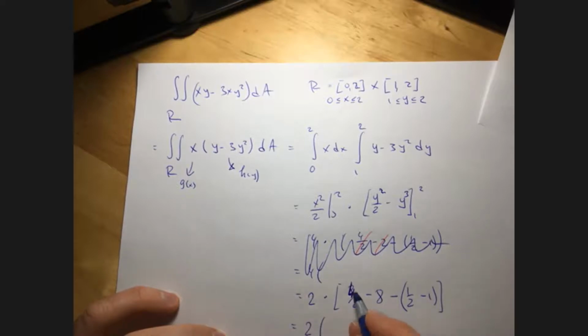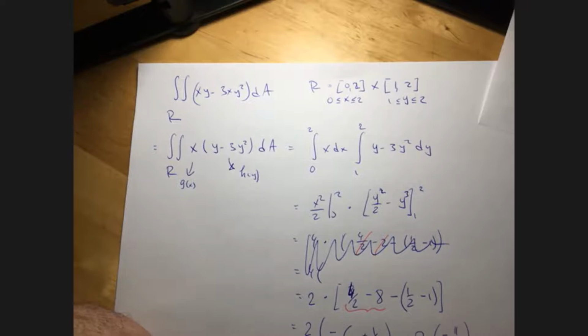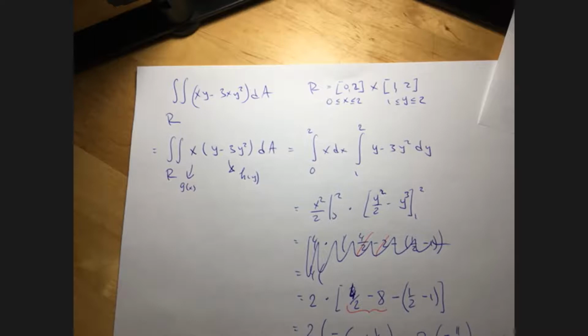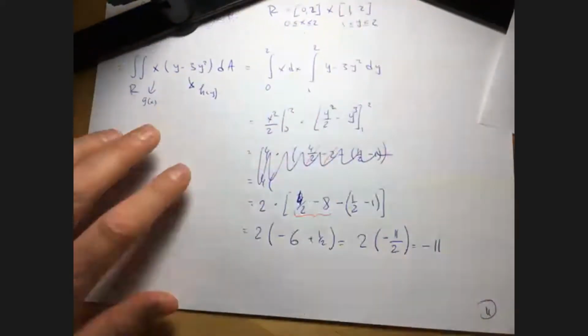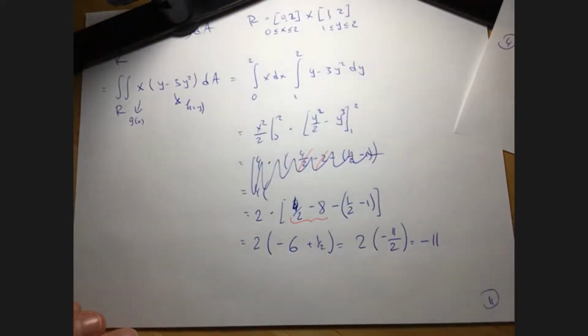So 2 times, this is 6, right? 2 minus 8 is negative 6, and this is negative 1/2, so plus 1/2. That's 2 times negative 11 over 2, right? And we got negative 11. Can you check the same example previously? How much did we get? Yeah, we also got minus 11.